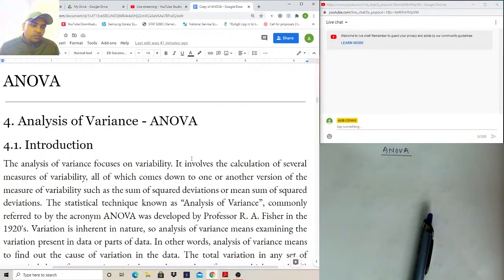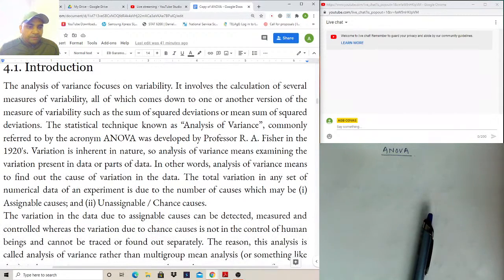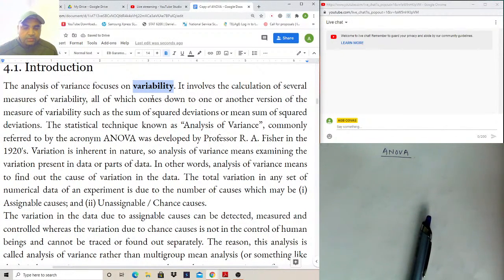Starting with the introduction, the analysis of variance focuses on variability. We know that in nature, you take any trait, let it be height, weight, anything, there is one important thing: variability. That is, nothing is the same from one person to another. Some differences are always there in most of the traits.